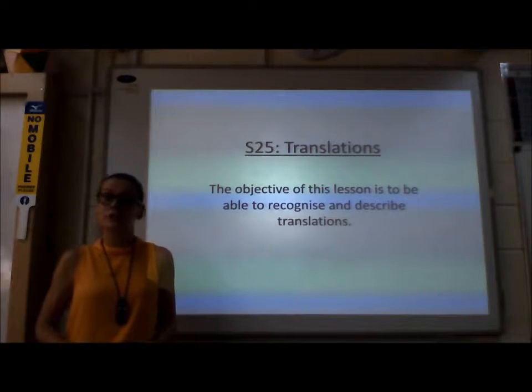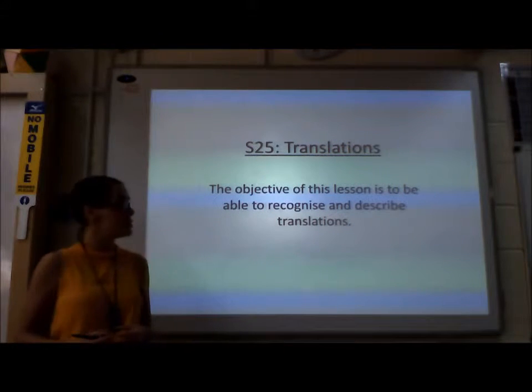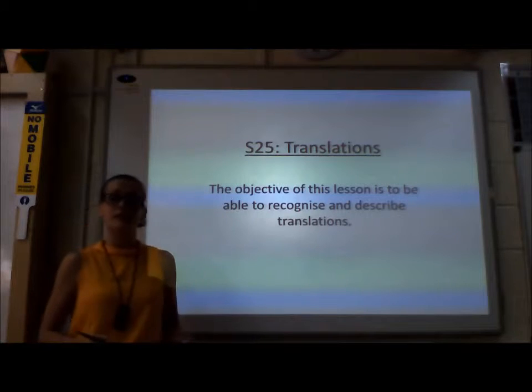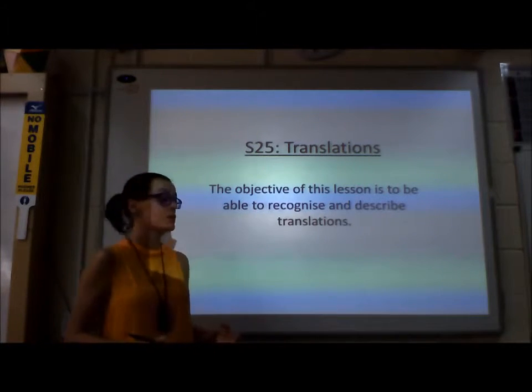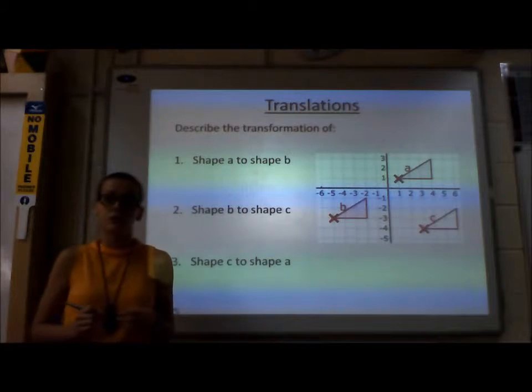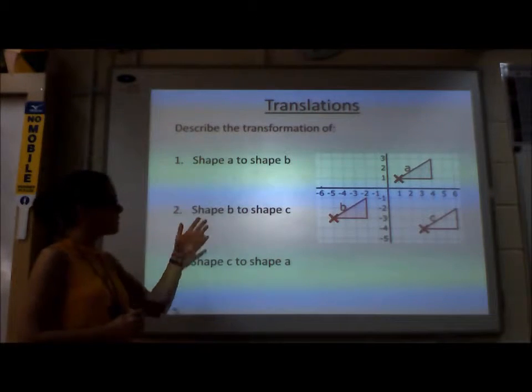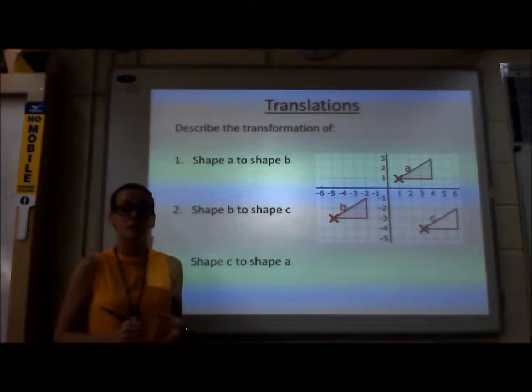This is a video to show you how to do card S25, which is all about translations of shapes, how to recognise that a shape's been translated, and how to describe what's happened to it. So on your card, you've got some triangles, and we're asked to give 3 different descriptions of transformations.